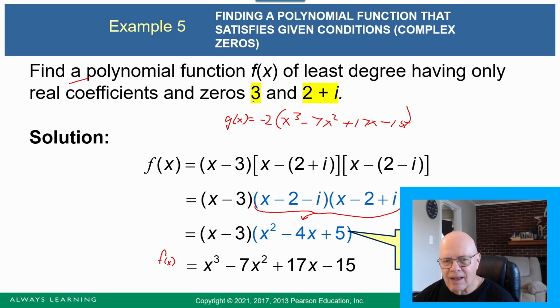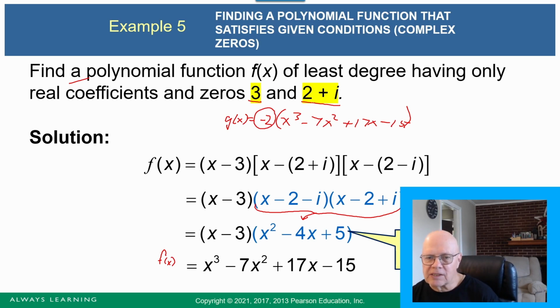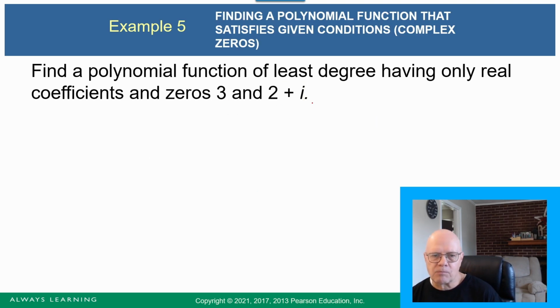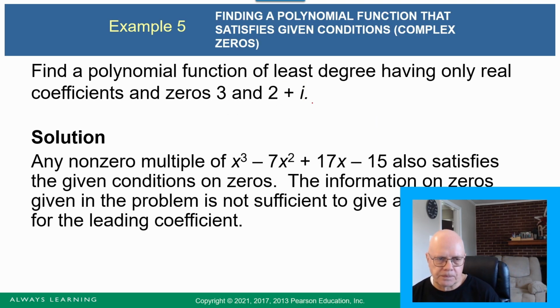Well, that has zeros of 3 and 2 plus i and 2 minus i as well, and it's a little bit different. You can have a lot of these. Just change this, and you've got another one that has those qualifications. Okay, moving on. All right, we already did this.